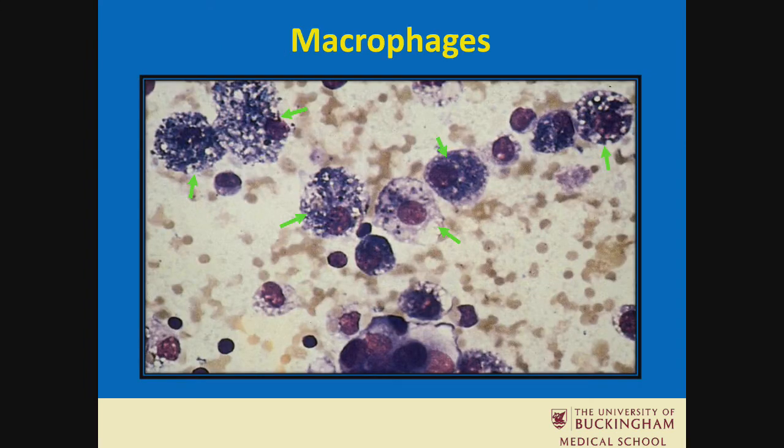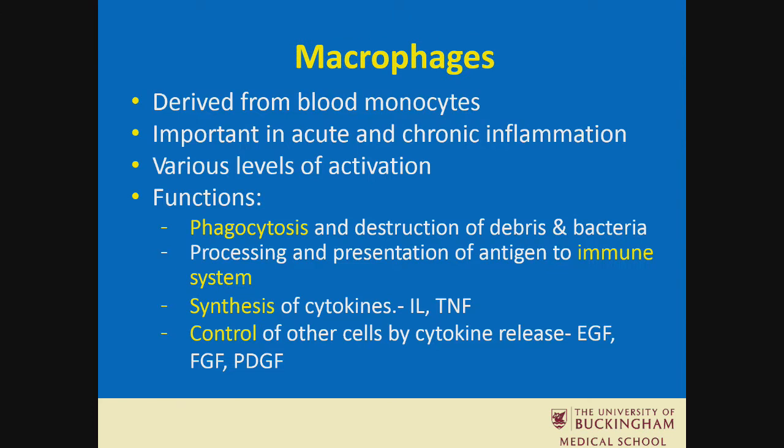The first and most important one is macrophages. Then lymphocytes, then plasma cells, then eosinophils, fibroblasts. So different cells are involved in chronic inflammation.